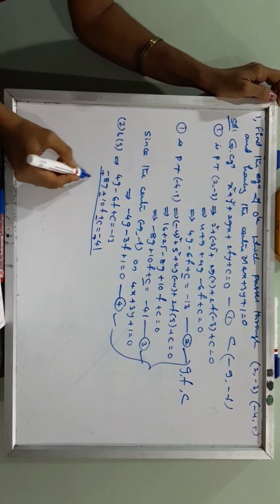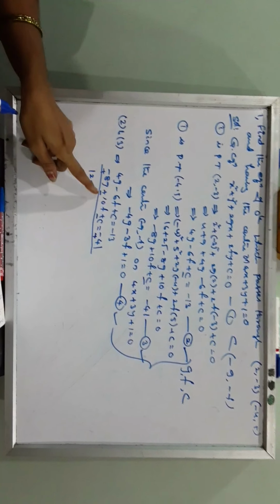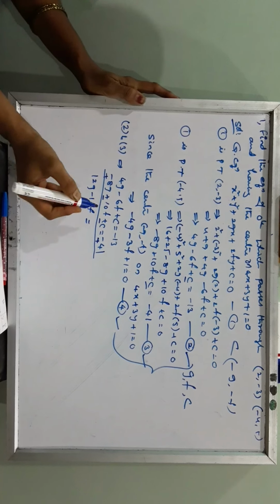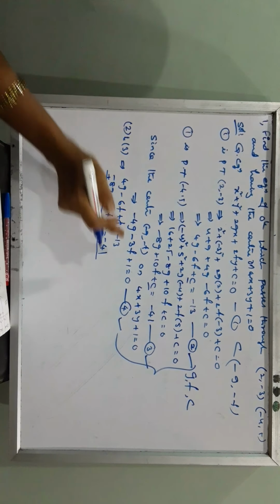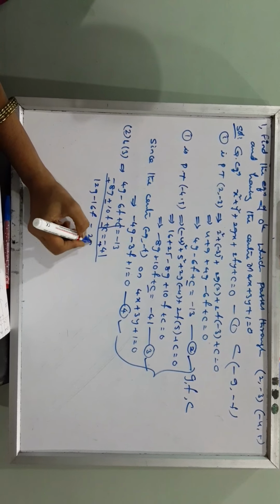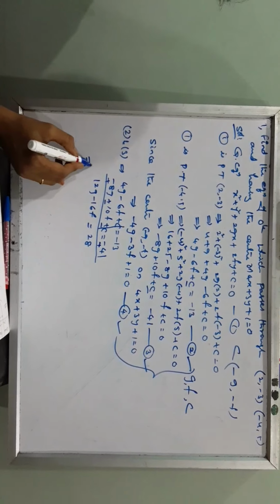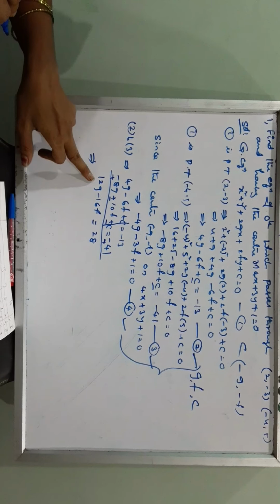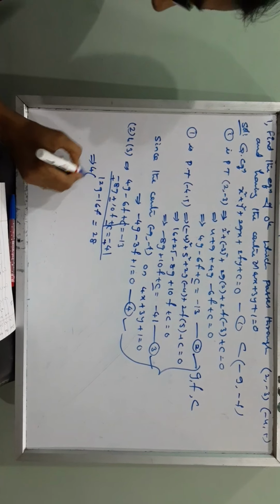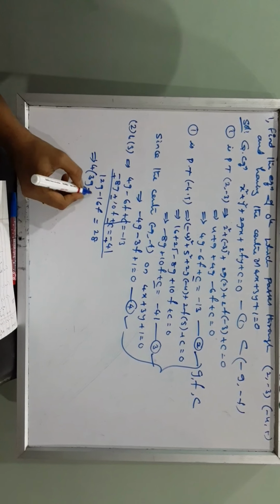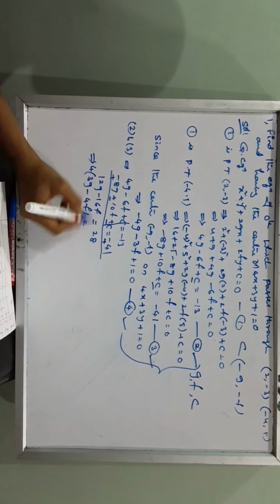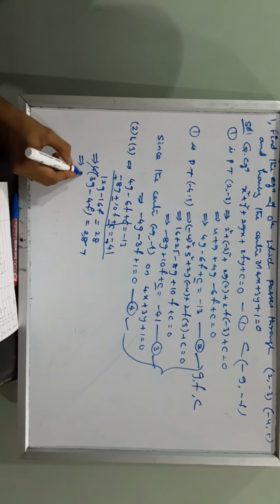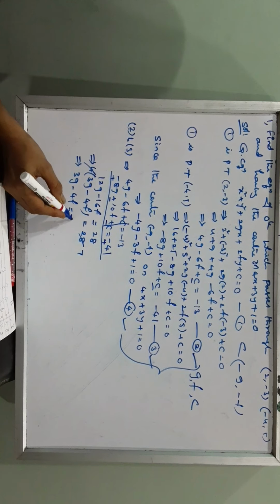4g + 8g is 12g, -6f - 10f is -16f, and c minus c gets cancelled. Here -13 + 41 is 28. Taking 4 as common: 4 threes are 12, 4 fours are 16, and 4 sevens are 28. This implies 3g - 4f = 7.